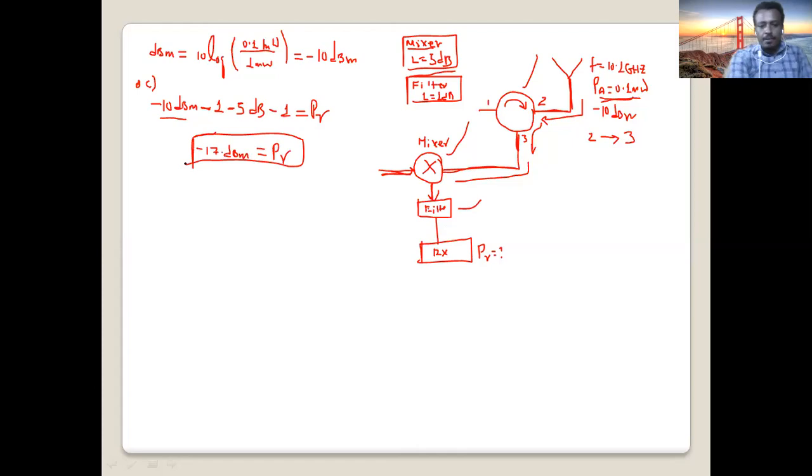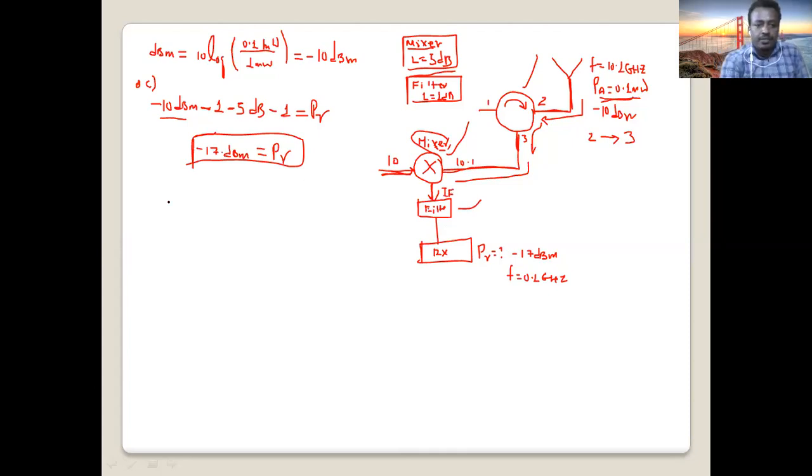So PR: minus 17 dBm reaches the receiver. How much frequency? The frequency will be only 0.1 gigahertz. We discussed why: because of the mixer. The mixer mixes the RF with the local oscillator. Here the oscillator is 10 gigahertz and the RF is 10.1. Subtract the two, and we have the intermediate frequency, IF, which is only 0.1.